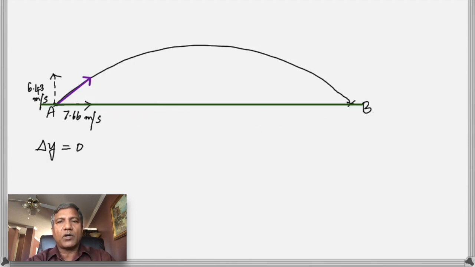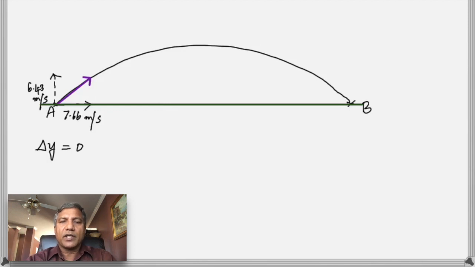Now to find how much delta x is, all we've got to do is multiply the 7.66 with the time it takes to go from A to B. But we do not know the time. So first we have to find the time. Now to find the time, we take the vertical component. We look at the y quantities, only the y quantities.